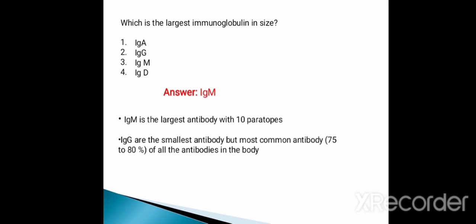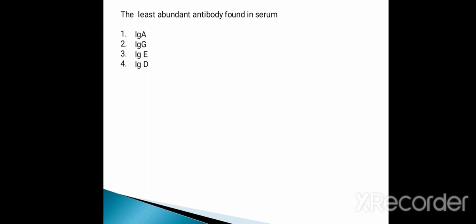Whereas immunoglobulin G is the smallest antibody, but the most common and most abundant of all the antibodies in the body. Next, the least abundant antibody found in serum is option 1 immunoglobulin A, option 2 immunoglobulin G, option 3 immunoglobulin E, option 4 immunoglobulin D. And the correct option is immunoglobulin E.